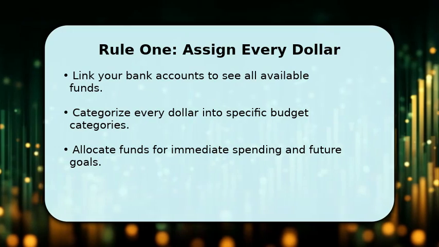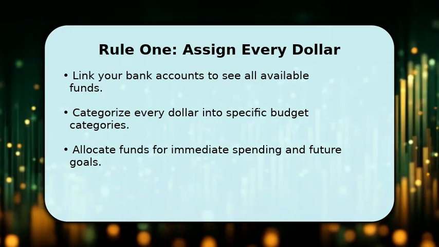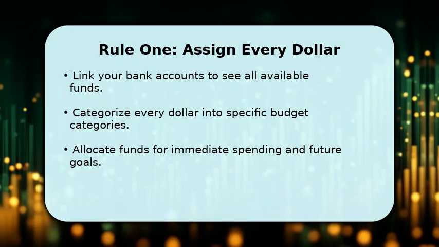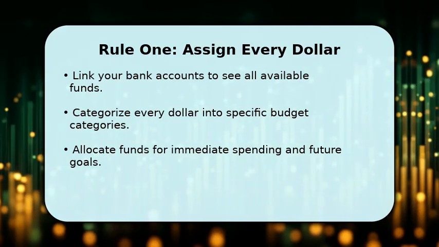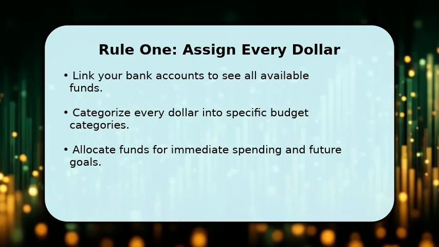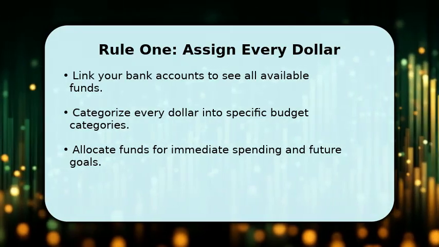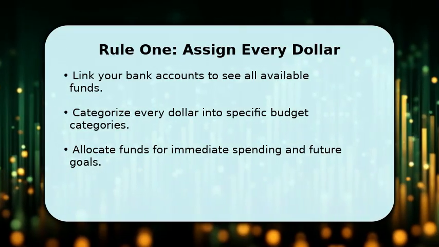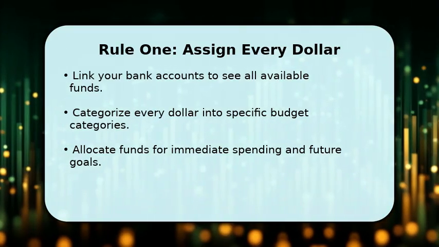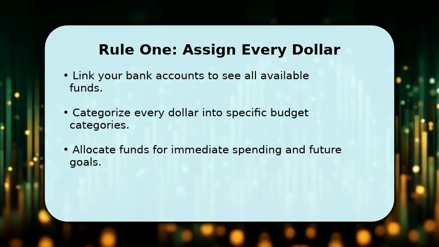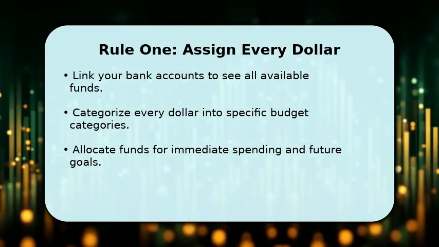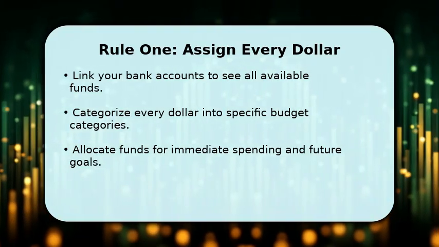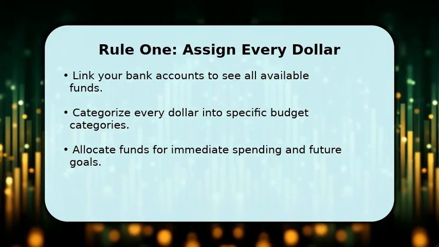Let's dive into rule number 1, give every dollar a job. Begin by linking your bank accounts to the YNAB app, allowing you to see all your available funds in one place. Then, meticulously categorize every dollar into specific budget categories, from groceries to rent. This allocation ensures that every single dollar has a purpose, whether for immediate spending or for future financial goals. Your to-be budgeted amount should always be 0, signifying that every dollar is assigned.